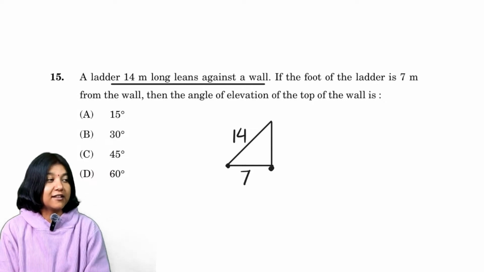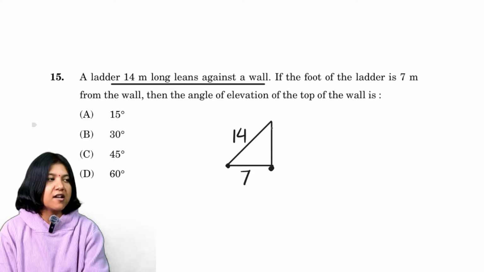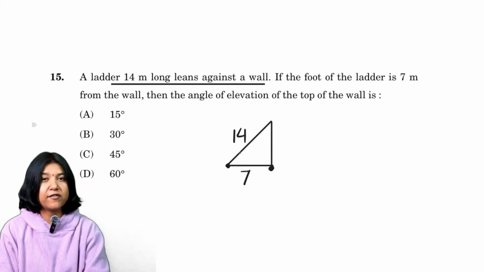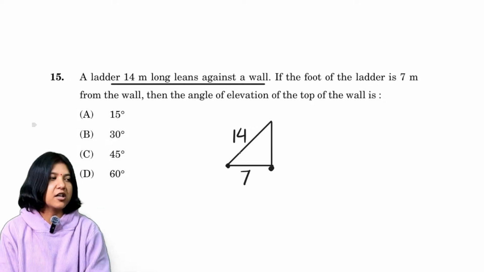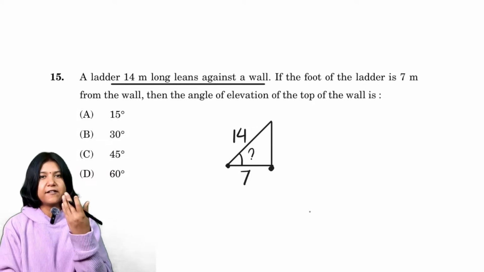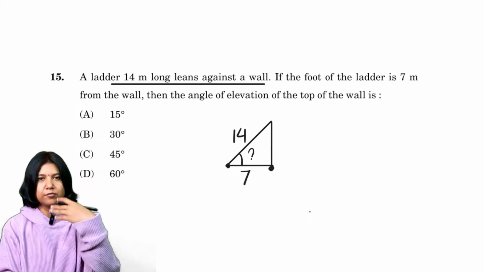Then the angle of elevation of the top of the wall. The question is asking you to find the angle of elevation of the top of the wall. The top of the wall is inclined at what angle? Angle of elevation is always towards the higher point. So therefore, this is the angle they are asking for, right? Angle of elevation is always elevate, as in, it's like going up.